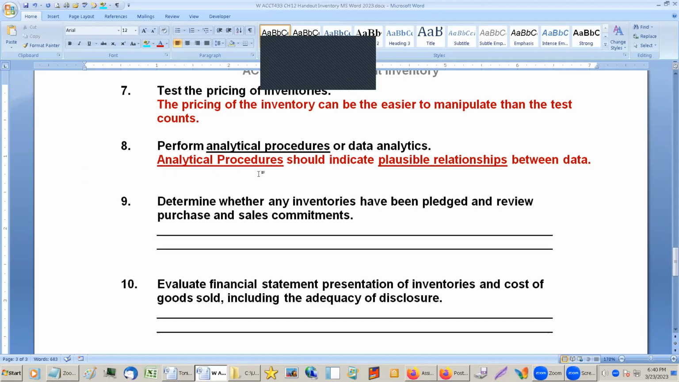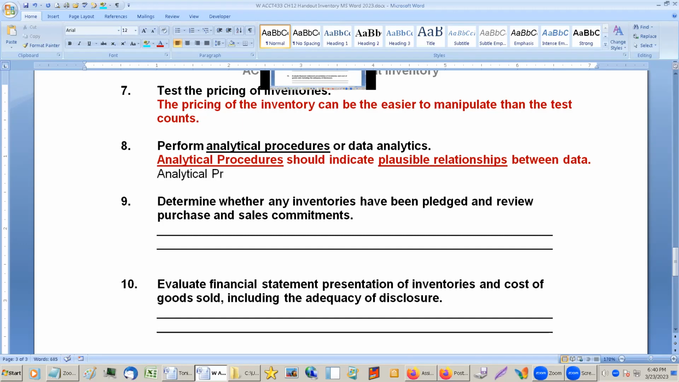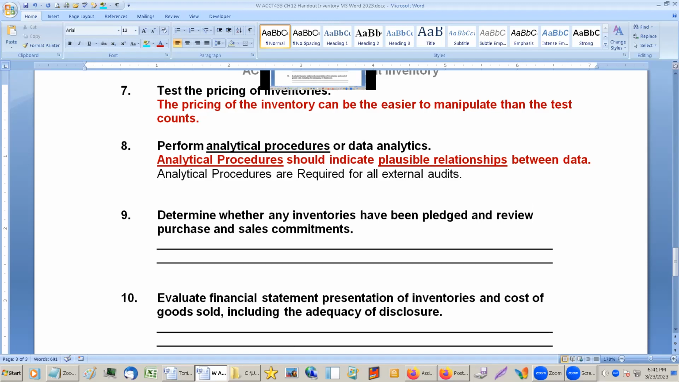Now, although it looks like it's number 8 on our list here, analytical procedures are required by all external auditors because they are so good at finding fraud and misstatements. And they're required at the beginning of the audit and at the end.